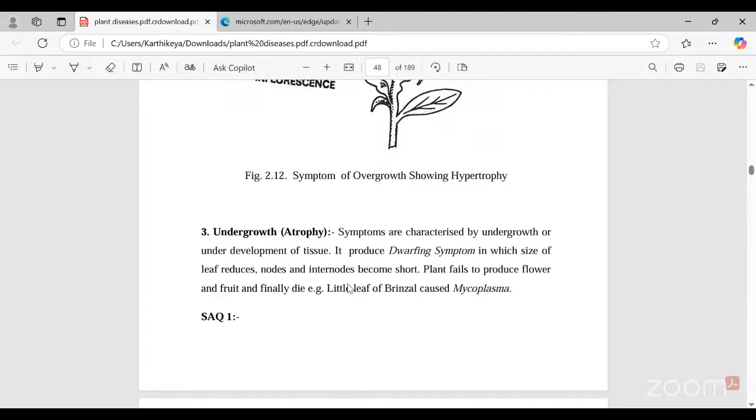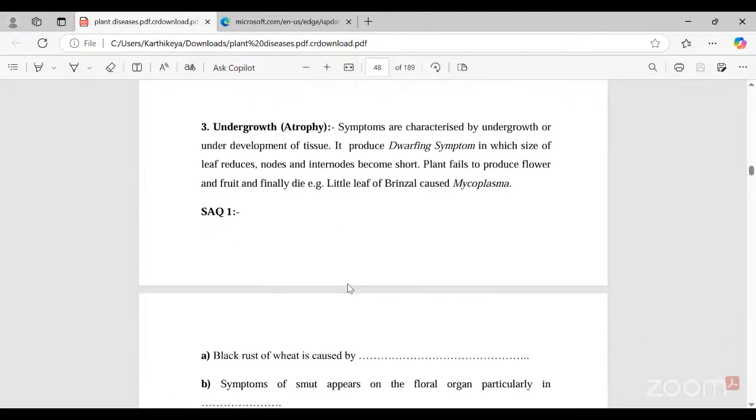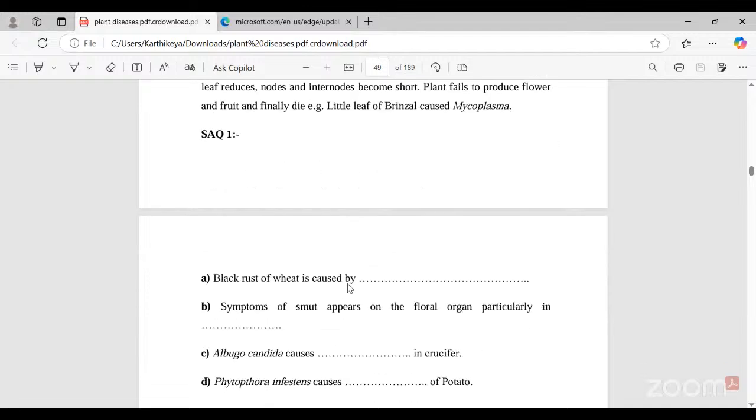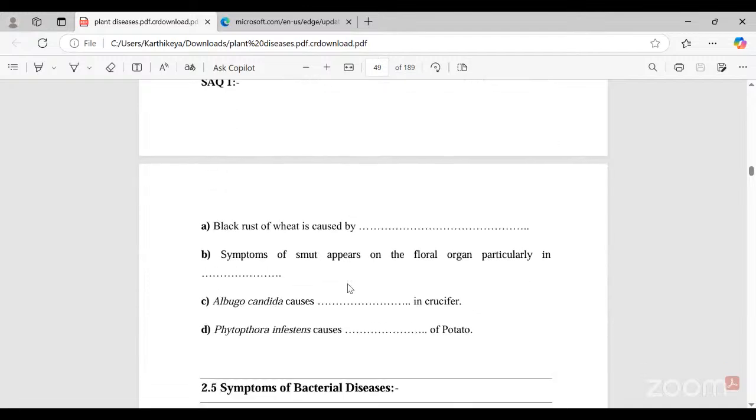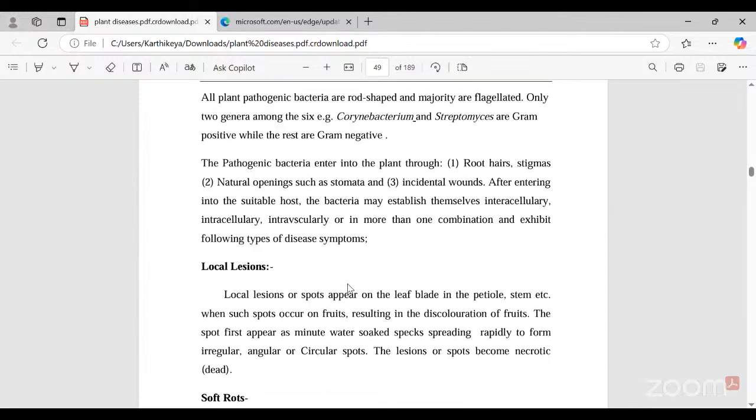Undergrowth, atrophy. Symptoms are characterized by undergrowth or underdevelopment of tissue. It produces dwarfing symptoms in which the size of the leaf is reduced, and nodes and internodes become short. The plant fails to produce flower and fruit and finally dies. The little leaf of brinjal is caused by mycoplasma. Those are the symptoms.